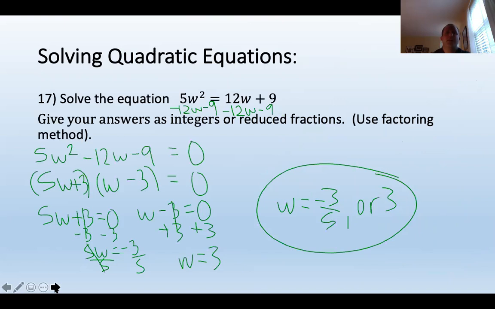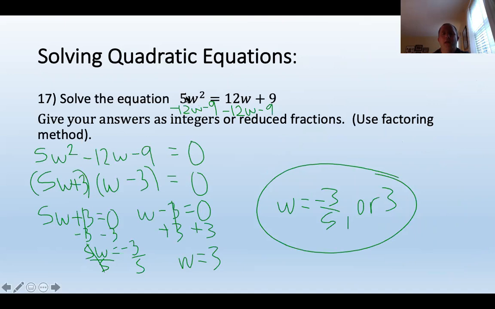And so then 17, we're going to solve the equation 5w squared equals 12w plus 9. And I'm going to solve this equation by factoring. So the first thing to do is to get everything all on one side so it's set equal to 0.